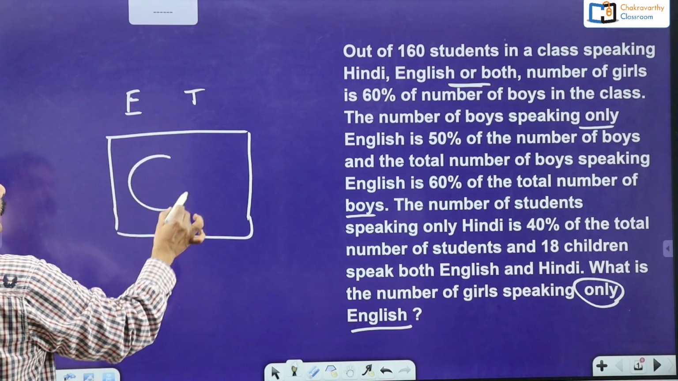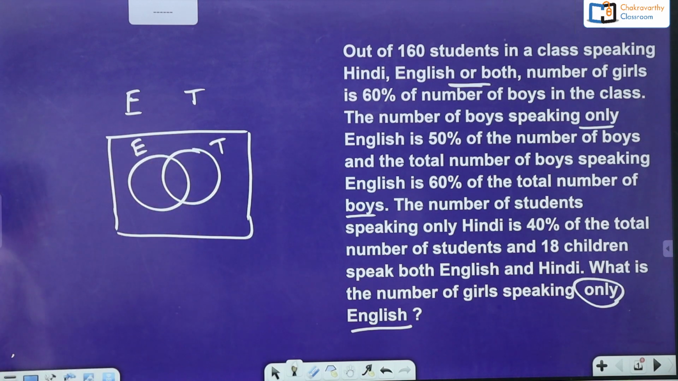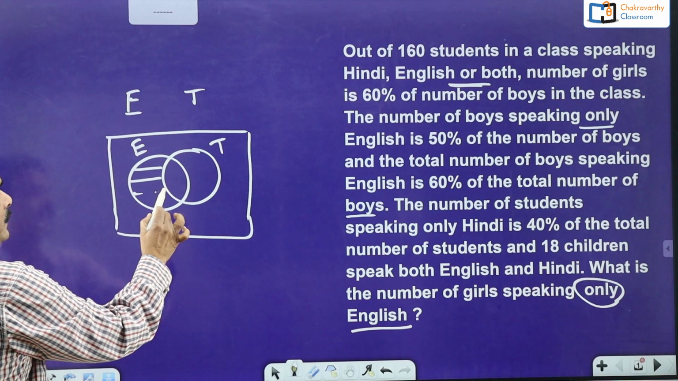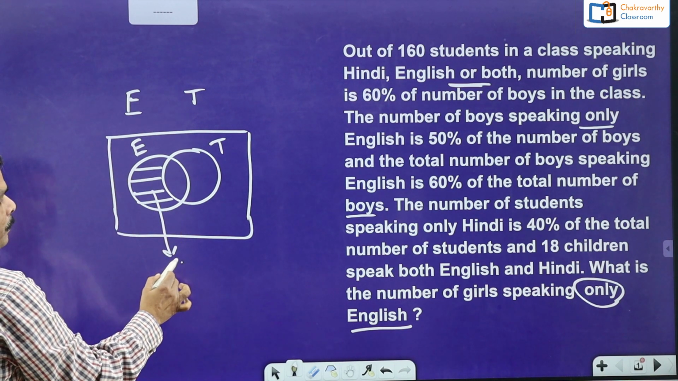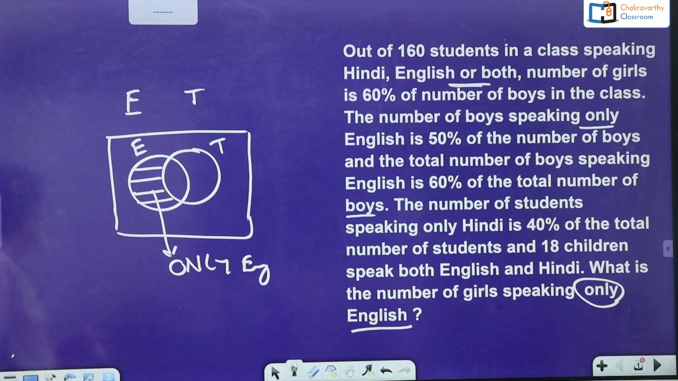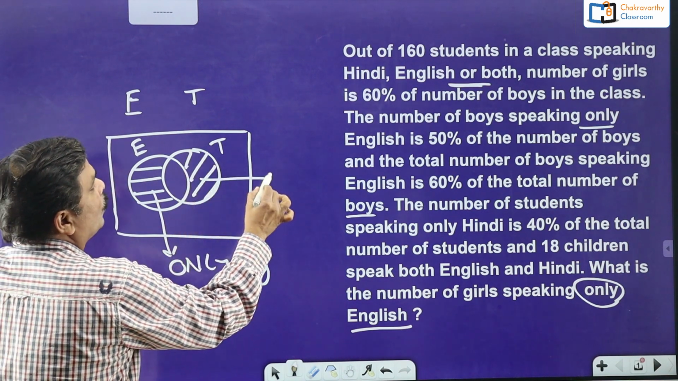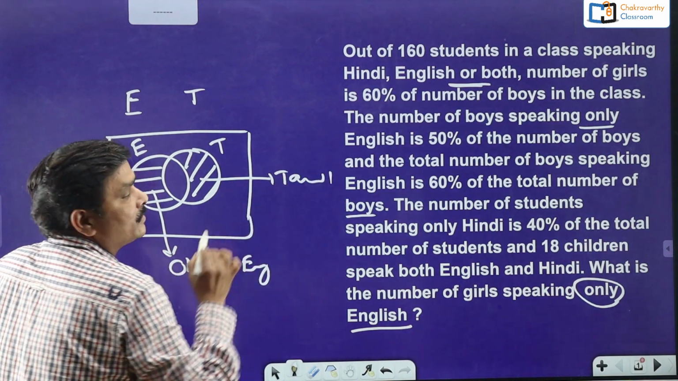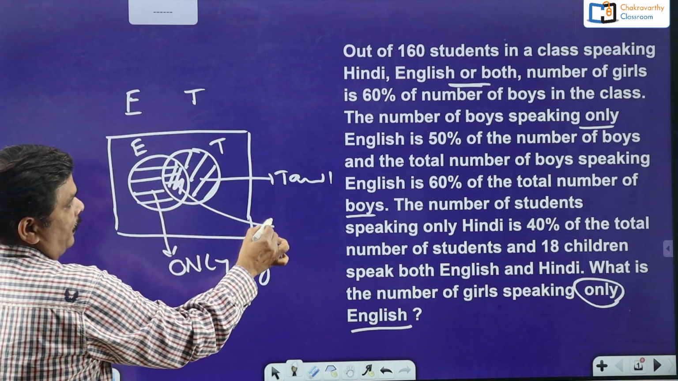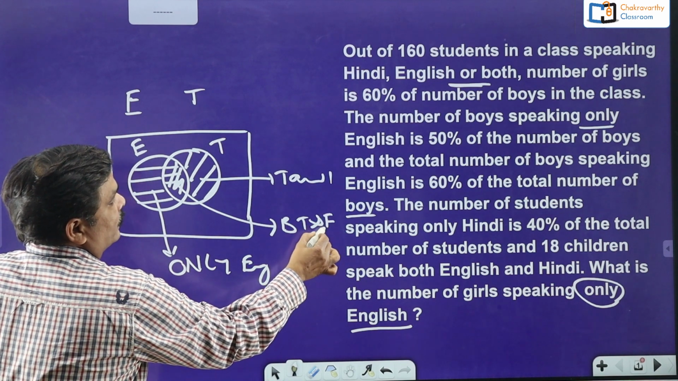Suppose this is the English circle, the students who speak English, and this is the Tamil speaking students. Always remember students, this part represents the students who can speak only English. Remember, only English. The basics I am teaching now, just for a minute. Next, this part represents only Tamil speaking, and the intersection part represents the students who can speak both Tamil and English.